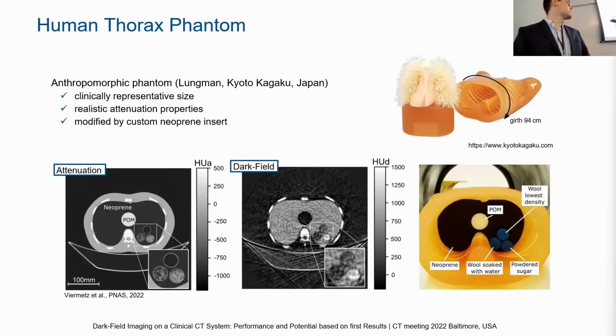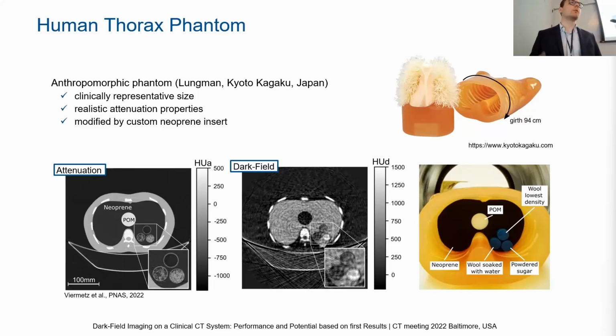And here on the left side, you can see the results of our first measurements of this phantom. As you can see quite nicely, the soft tissue, quote unquote, here shows a signal in the attenuation, but it vanishes in the dark field. The same thing is true for the POM cylinder, but our neoprene insert really shows a strong signal here in the dark field. And this is a first proof of concept that we can in fact measure an object that is this large and still resolve the dark field contrast in such a large human-sized object.